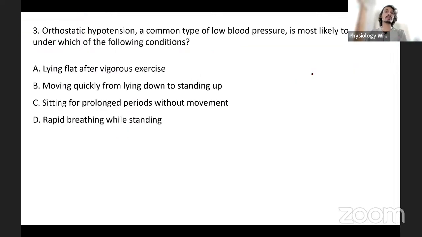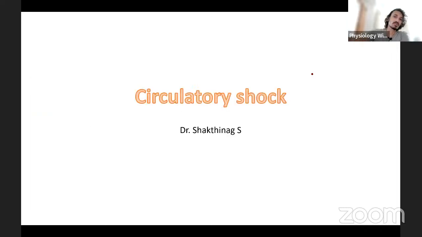Orthostatic hypotension is most likely to occur under which of the following conditions? As we were just mentioning, moving quickly from lying down to standing up. That is what is called orthostatic hypotension. Now, the last point is circulatory shock. How do you define circulatory shock? It is because of an inadequate cardiac output. That inadequacy of the cardiac output can either be absolute, or relative to that person.